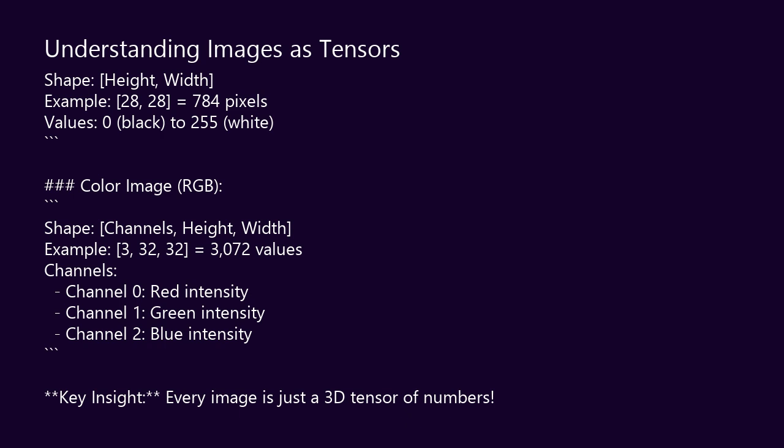Think of it like a newspaper photo. If you look very closely, you'll see it's made of tiny dots. Each dot has an intensity. That's exactly how digital images work. They're grids of colored dots. And we can represent those dots as numbers in a tensor.